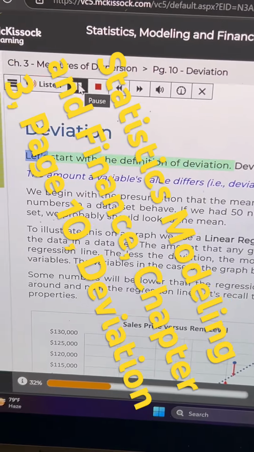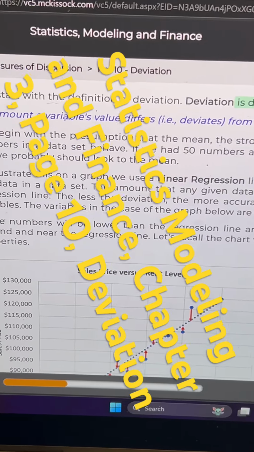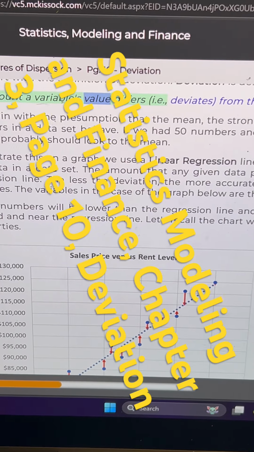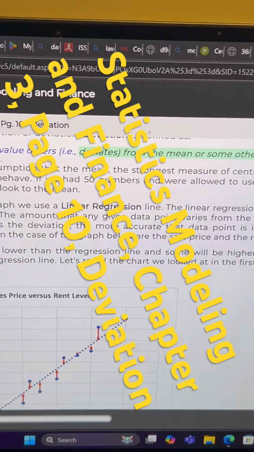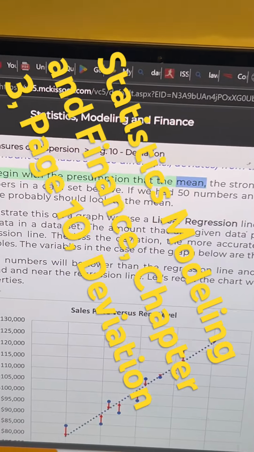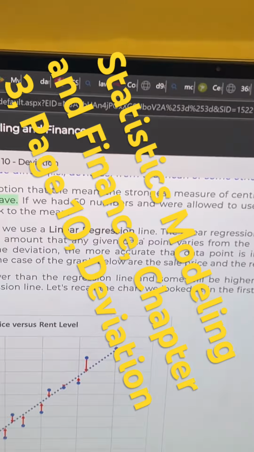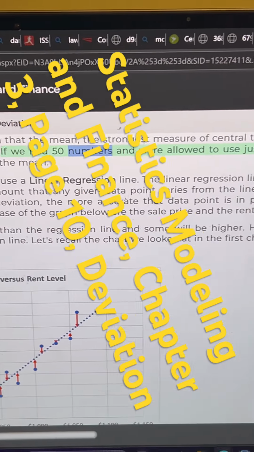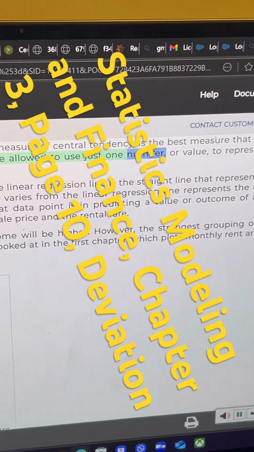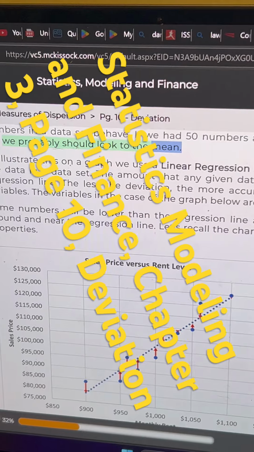Deviation. Let's start with the definition of deviation. Deviation is defined as the amount a variable's value differs, that is, deviates, from the mean or some other benchmark. We begin with the presumption that the mean, the strongest measure of central tendency, is the best measure that represents how the numbers in a data set behave. If we had 50 numbers, and were allowed to use just one number or value to represent the whole data set, we probably should look to the mean.